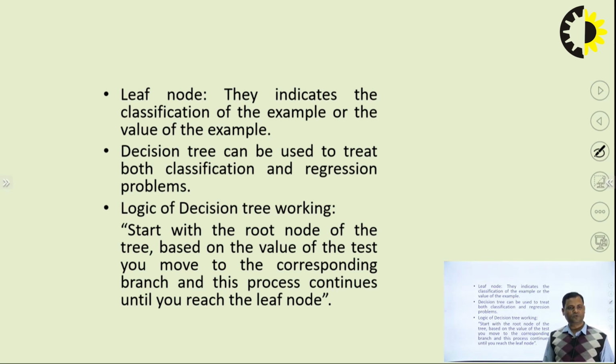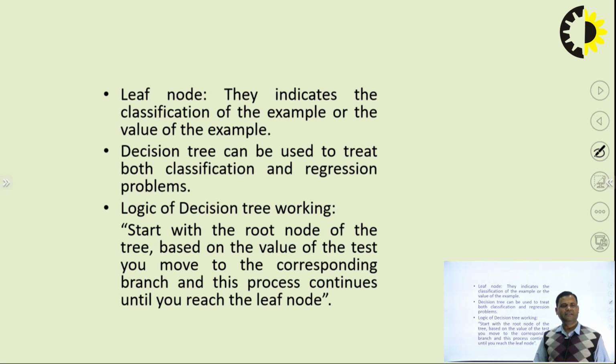A decision tree can be used to treat both classification and regression problems. Mostly it is used for classification problems, but it is not limited to classification only. A regression problem can also be solved with the help of the decision tree, in which we predict a continuous quantity, that can have real values.